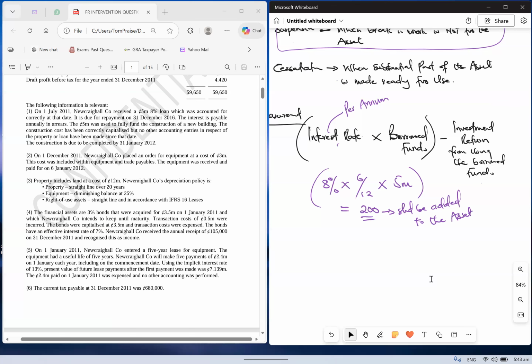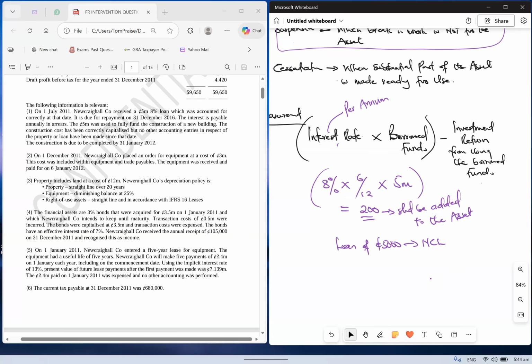Now the question said that the construction cost has correctly been capitalized, but no other accounting entry in respect of the property or the loan. So it means they've not done anything concerning the loan. So it means that we have a loan of 5 million also to recognize in our books. So when we are doing the balance sheet, take note of that. So the loan of 5 million, in this case, like 5,000, will go to our NCL, and the borrowing cost we have capitalized. All right.